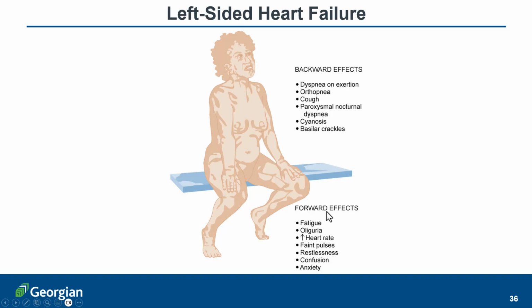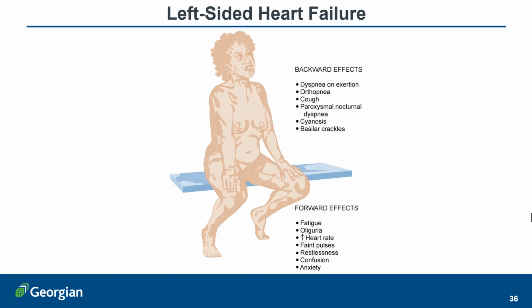So the forward effects of left-sided heart failure are all because of reduced cardiac output, resulting in the organ systems and the peripheral circulation being affected. So let's try to explain all this. Fatigue is because of reduced perfusion of really the entire body, right? Including all the muscles and so forth. Oliguria is because of reduced perfusion of the kidneys. Increased heart rate is really a compensatory response due to activation of the renin-angiotensin-aldosterone system, as well as mainly because of activation of the sympathetic nervous system. Faint pulses because of reduced circulation in the periphery. Restlessness, confusion, and anxiety is because of reduced perfusion of the brain, for example.